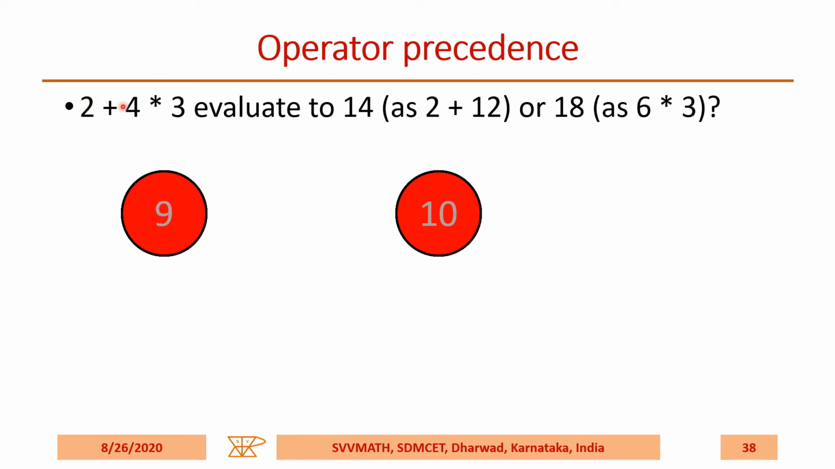This is 2 plus 4 into 3. Is it going to evaluate to 14, as 2 plus 12, or will it become 18, as 6 into 3? Which is correct? Try to write down some answer in your notebook. Don't listen like a pravachana. Use pen and pencil. You'll see it now.